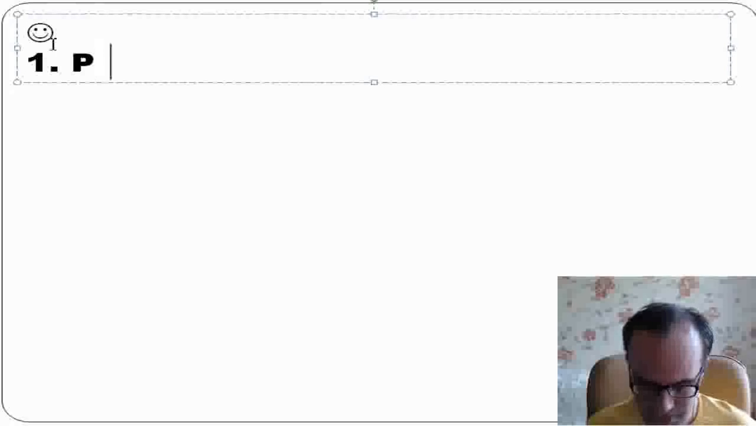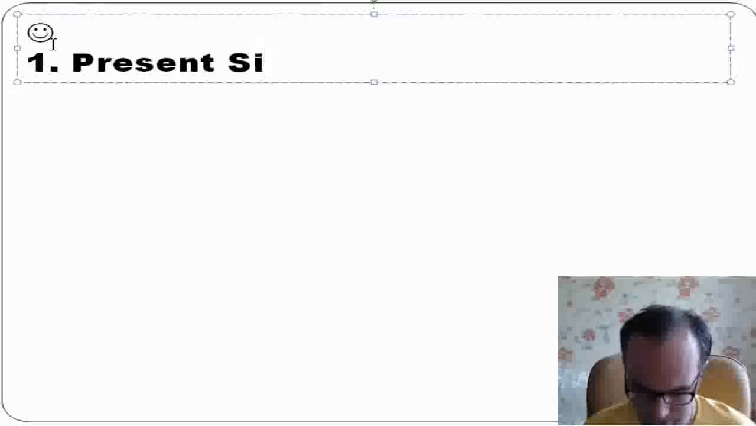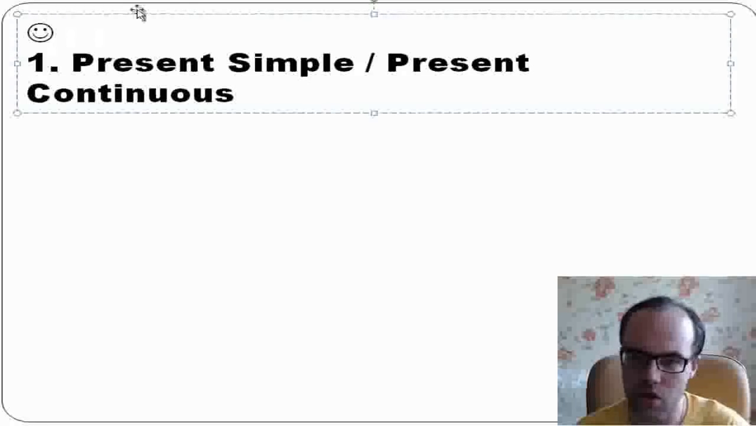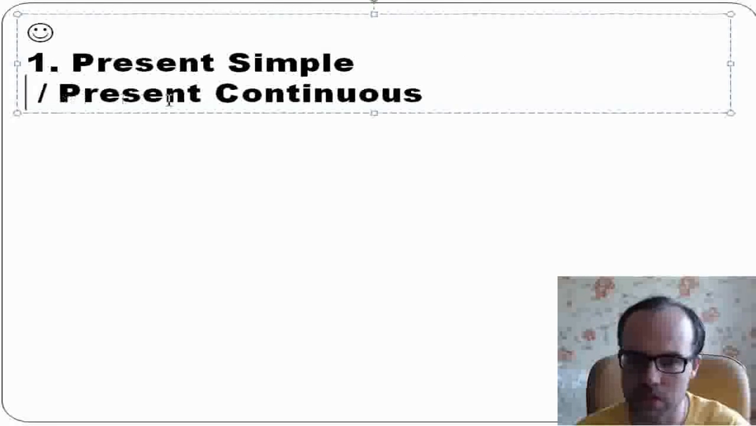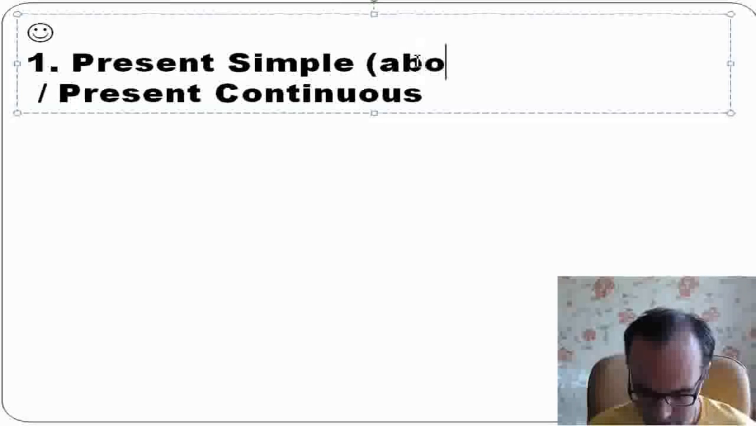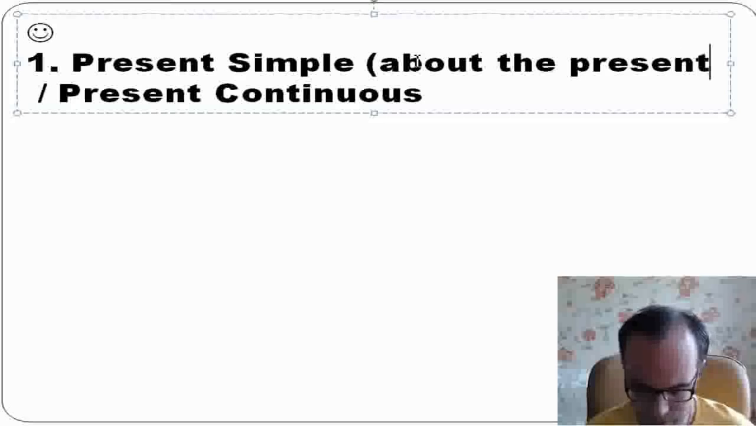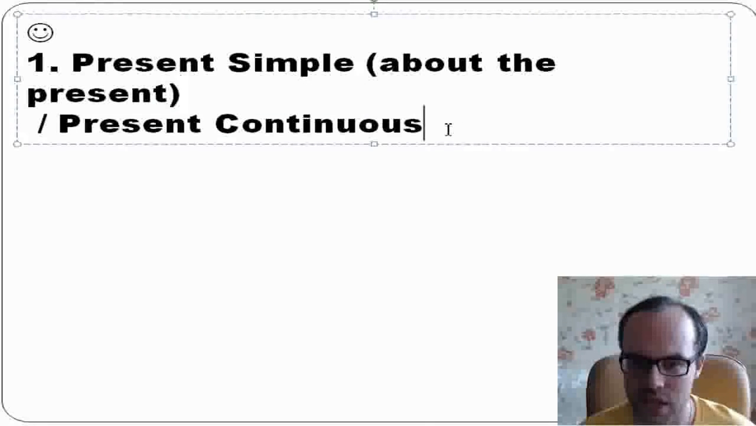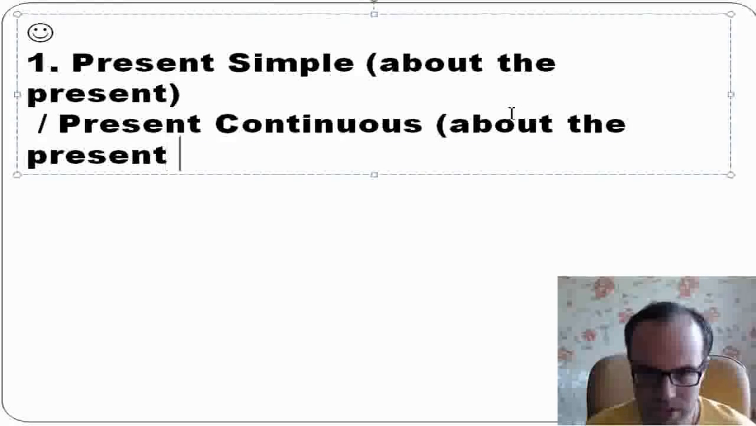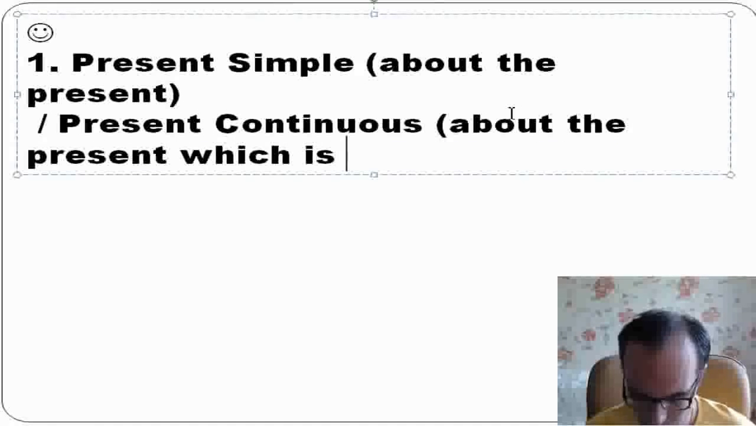The difference between present simple and present continuous. Do you know the difference between these tenses? So present simple tells us about the present. And present continuous is also about the present, but which is now?